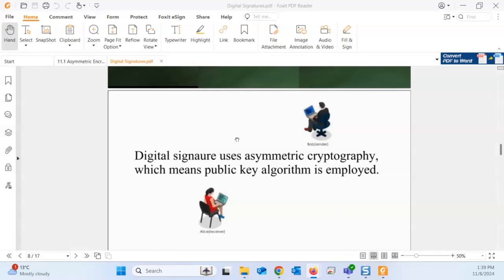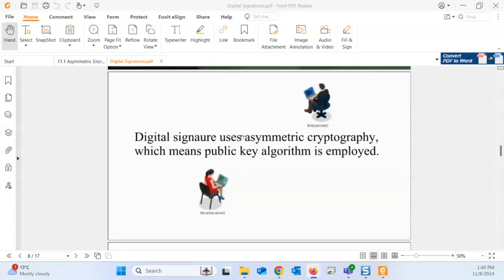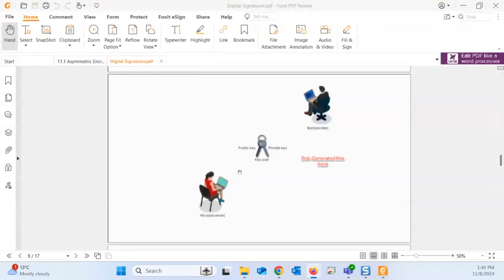But in asymmetric, how does it work? We will see the very basics of asymmetric here. And then today, from the last week, because I was not able to show you, I'm going to show you how we can implement this kind of scenario in Linux, in Kali Linux. We'll see that. Digital signature uses asymmetric cryptography, which means a public key algorithm is employed.